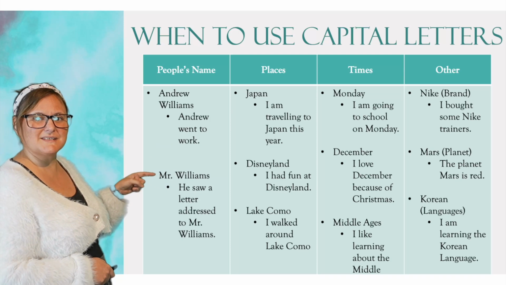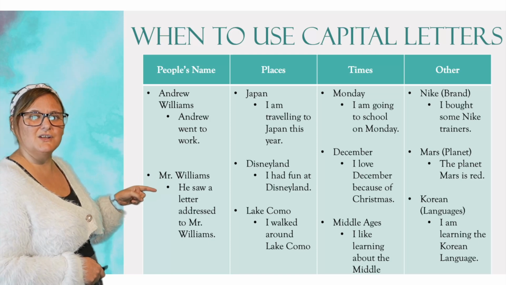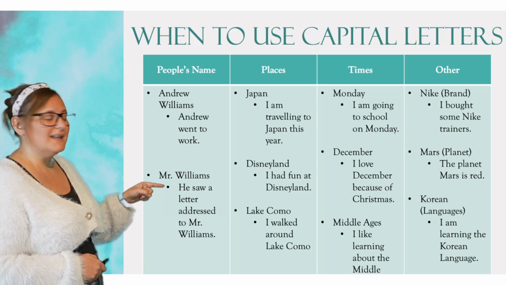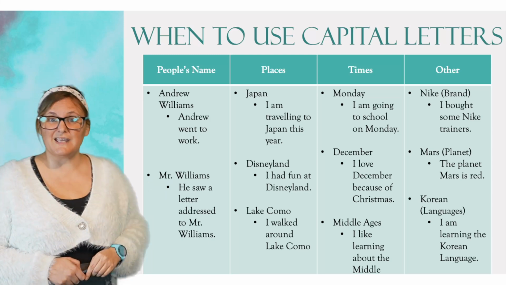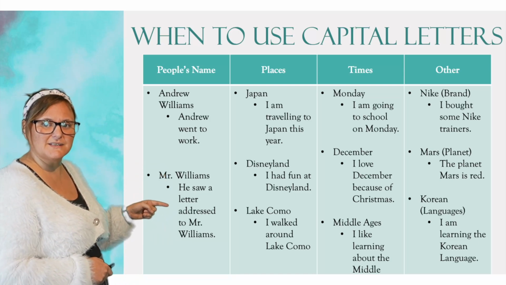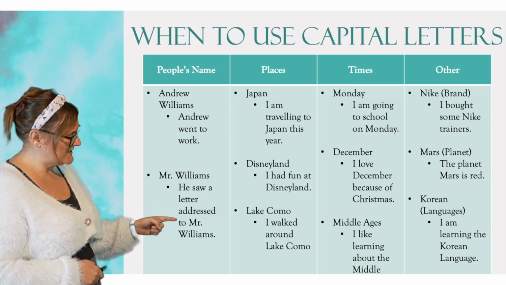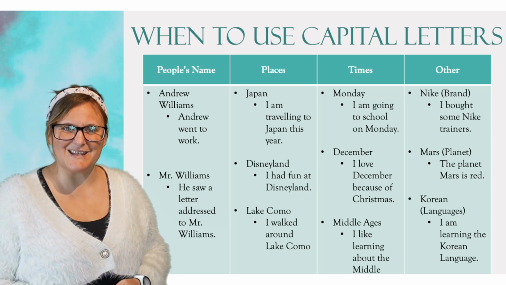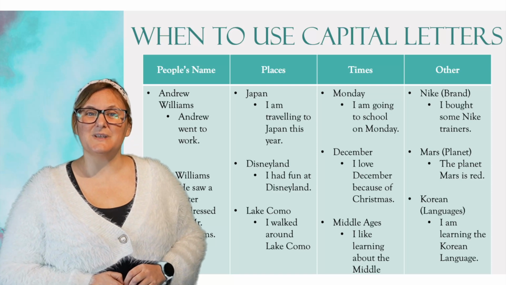We have Mr. Williams. He saw a letter addressed to Mr. Williams. And we can see here that our first letter in our sentence starts with a capital letter. And then we have all lowercase letters until we get to Mr. Williams. And Mr. Williams has a capital letter at the start of his name. So we always use capital letters when we're writing people's names.